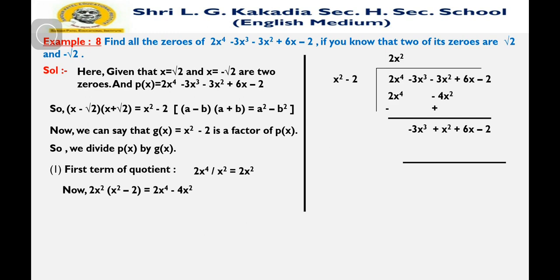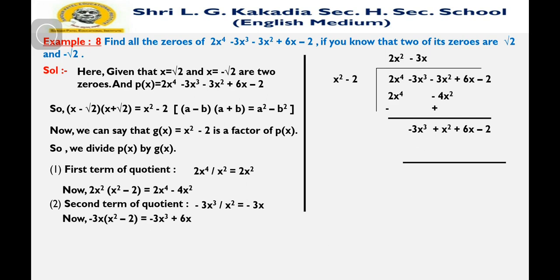Here you can see that the degree of the remainder is greater than the degree of the divisor, so we proceed ahead. We find the second term of the quotient: minus 3x cube divided by x square is equal to minus 3x, and we put it here. Now we multiply minus 3x with x square minus 2, and we get minus 3x cube plus 6x. We put the terms of this product under the similar terms of the dividend, because the x cube terms are similar and the x terms are similar.